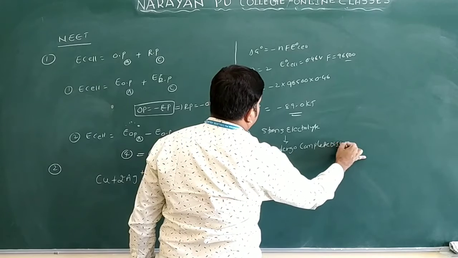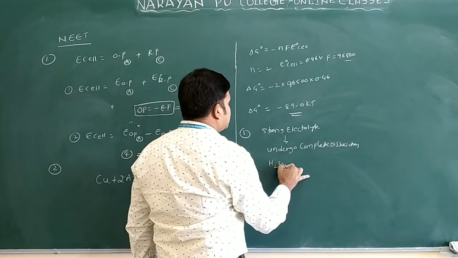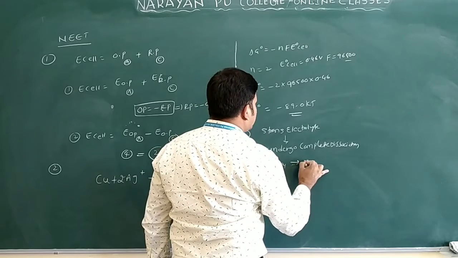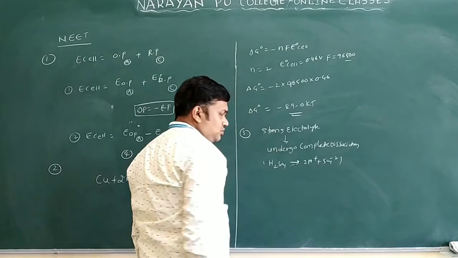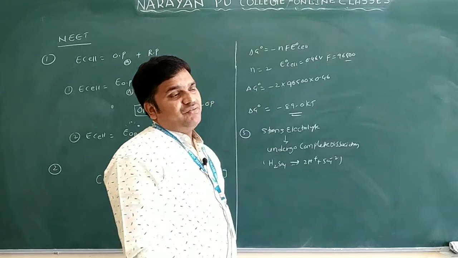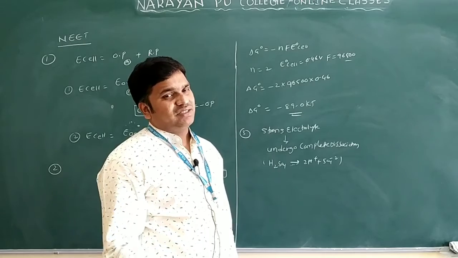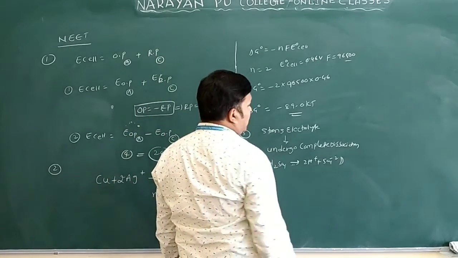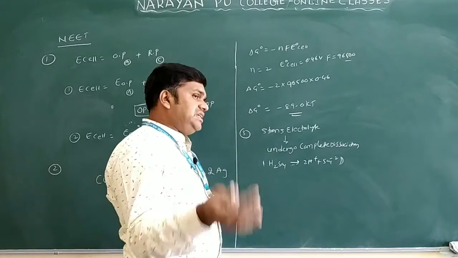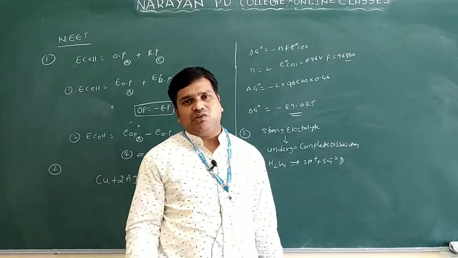Strong electrolytes undergo complete dissociation. Suppose you are taking H2SO4, it dissociates to 2H+ and SO4 2-. We already discussed the variation of molar conductivity with dilution for strong and weak electrolytes. Strong electrolytes undergo complete ionization, so the degree of dissociation is 100%. The alpha value you can say is 1 only.